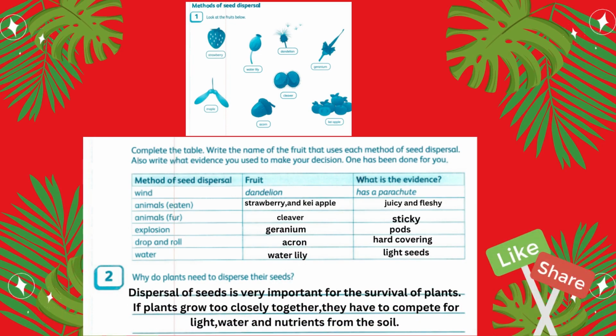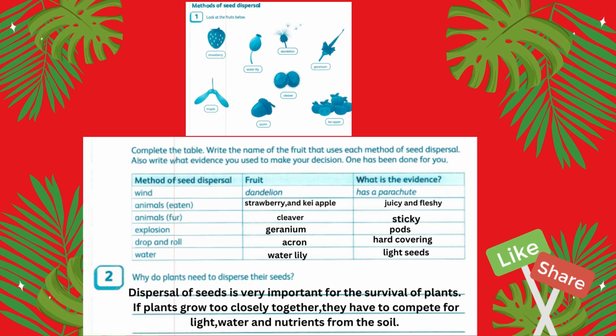Methods of seed dispersal. Look at the fruit below: strawberry, water lily, dandelion, geranium, cleavers, key apple, acorn, maple. Complete the table. Write the name of the fruit that uses each method of seed dispersal. Also, write what evidence you used to make your decision. One has been done for you: dandelion has a parachute. This is the reason. So, I have done it for you.